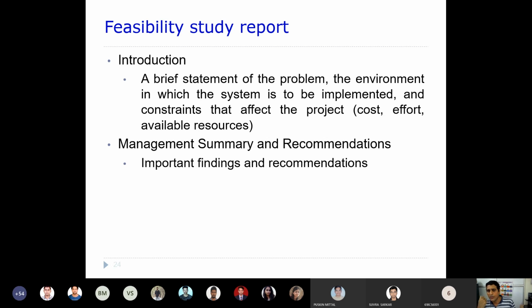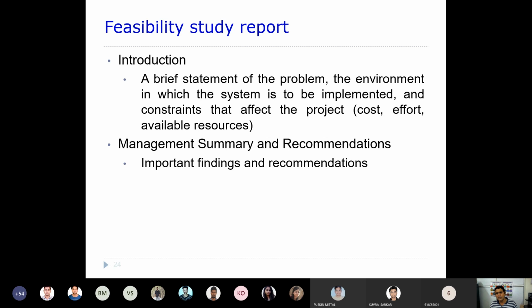Let's say you are going to develop a software, and that software must run on the Windows operating system, not on Linux. Or you can think of it the other way around: it should run on Linux, not on Windows. The reason is that Windows is a commercial one, so it requires some extra cost, whereas Linux is open source. So this sort of constraint you can always have. If any such things are there, they should be mentioned. So you need to have a brief statement.